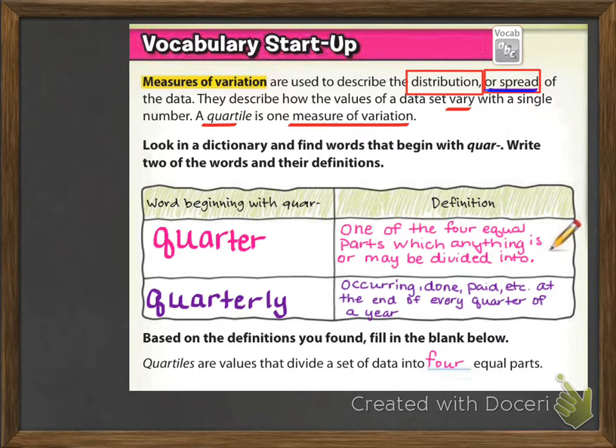So now it says, based on the definitions you found, fill in the blank below. Quartiles are values that divide a set of data into 4 equal parts. So that's what we should have there.